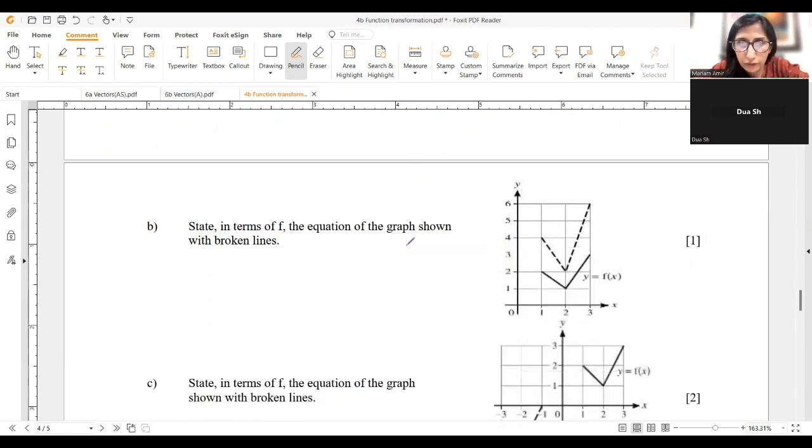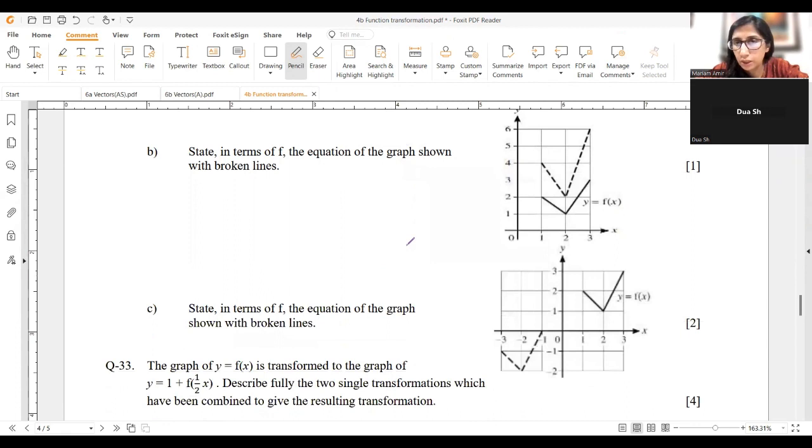State in terms of f the equation of the graph shown with broken lines. Here it's a stretch parallel to the y-axis, with scale factor 2. Yes, but you write 2f(x), because that's the requirement of the question. They're not asking you to describe the transformation. They're asking you to write in terms of f(x).